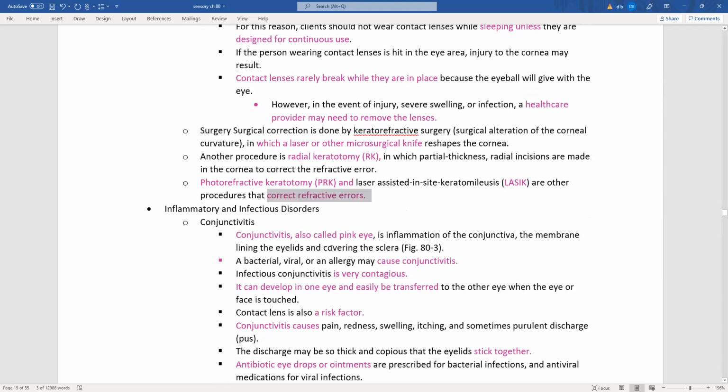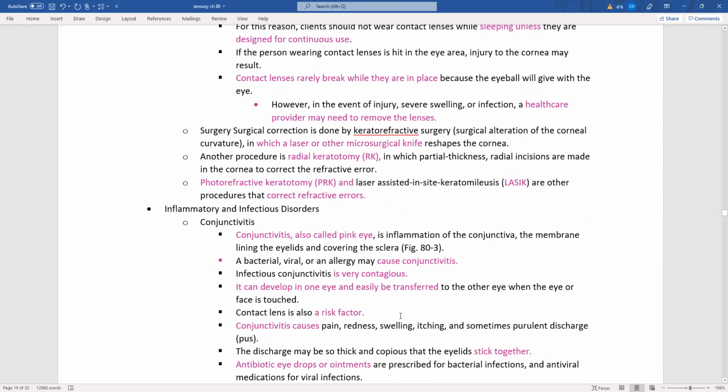Now, with conjunctivitis, we call it pink eye. Everybody knows what pink eye is. We've always been told that if you don't wash your hands after using the bathroom and then rub your eye, boom, this is what happens. Conjunctivitis is the inflammation of the conjunctiva, the membrane lining the eyelids and covering the sclera.